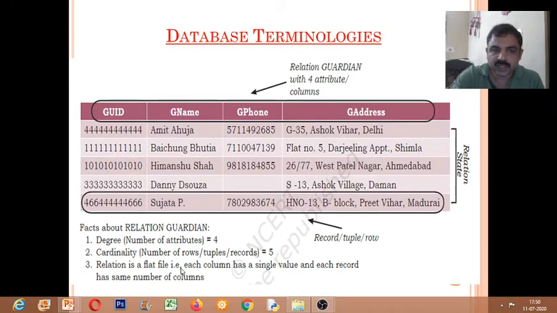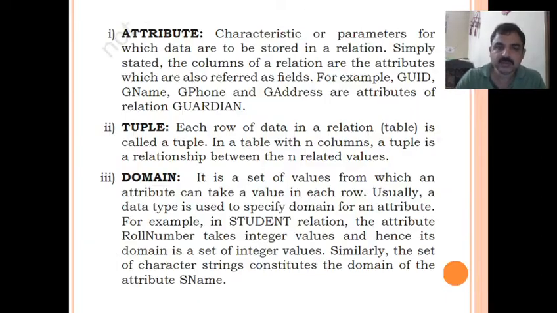So a relation is a flat file, that is, each column has a single value and each record has the same number of columns. So all this together we call a relation or table. Next, there are some terms. So we will see the definitions of the terms.